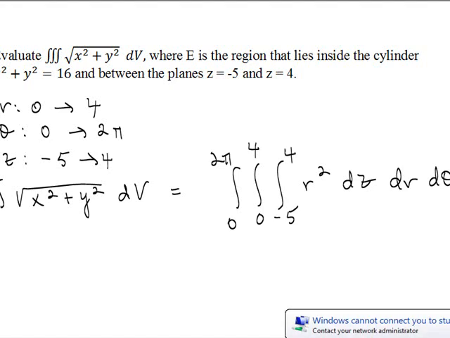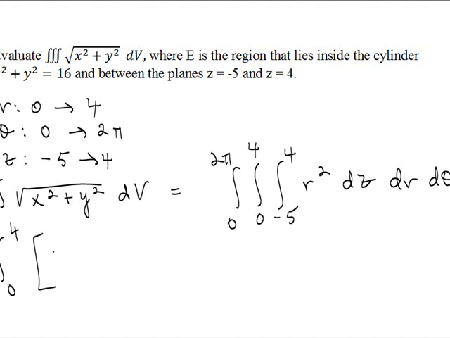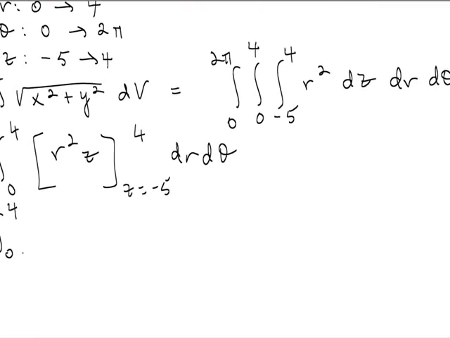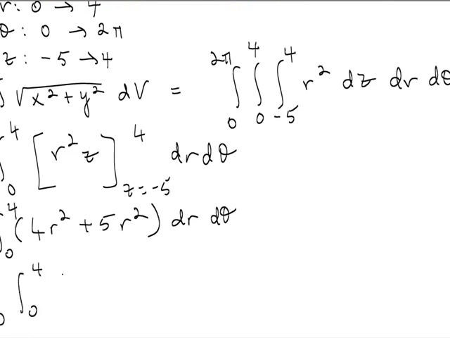Let's work that out. So this is 0 to 2 pi, 0 to 4, r squared z. z goes from -5 to 4, dr d theta, which is equal to 0 to 2 pi, 0 to 4, 4r squared plus 5r squared dr d theta, 0 to 2 pi, 0 to 4, 9r squared dr d theta.